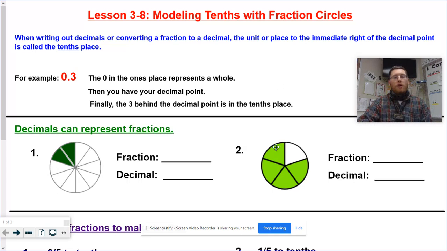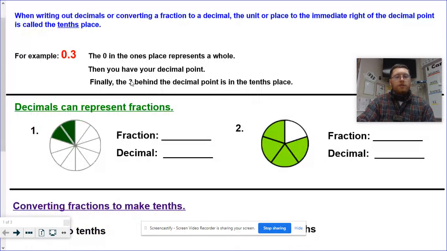If you looked at number 1 and number 2, if I had filled in this whole thing and had another fraction circle over here with the fractional pieces, this would represent the whole. That would be the fraction. Then you have your decimal point. Like I said, it breaks up the whole number, this 0 right here, and the 3, which is the fractional piece. And finally, the 3 behind the decimal point is in the tenths place. We're going to be talking about hundredths later, but today we're going to focus mainly on tenths.